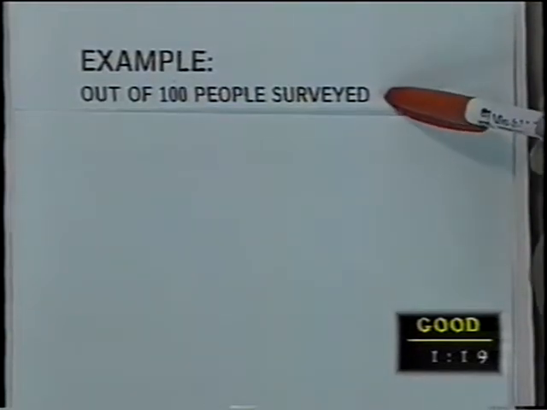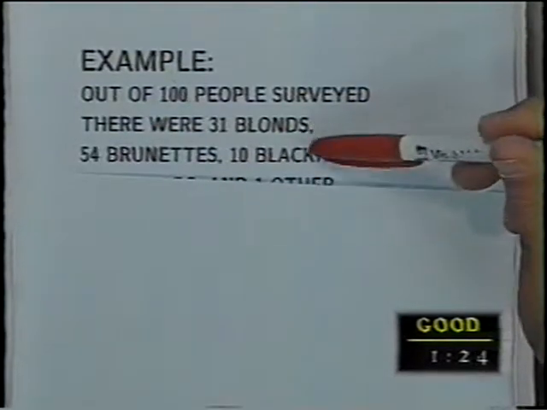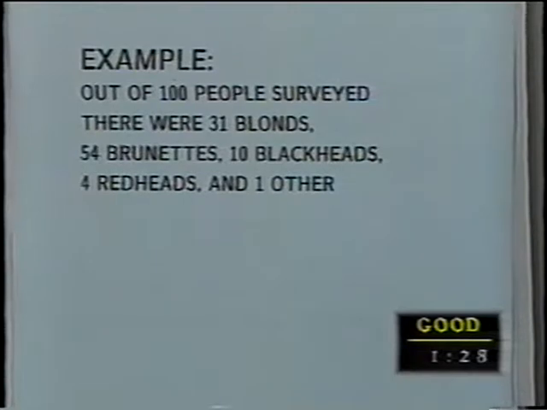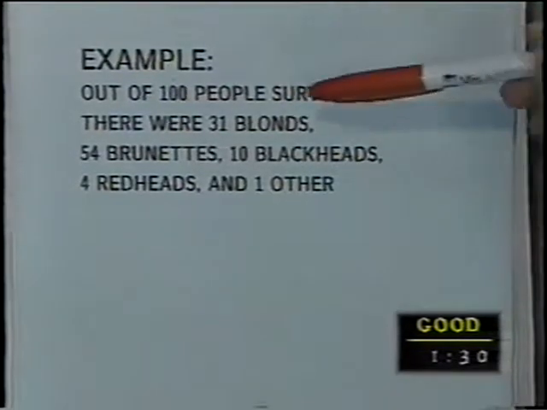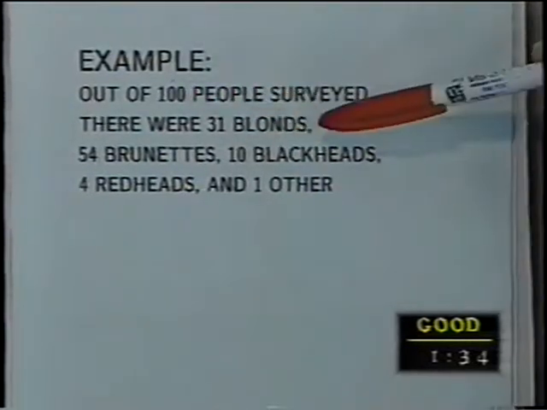Let's take an example. Out of 100 people surveyed, I go to the drill field and I check the first 100 people that pass by me, and I find that there are 31 blondes, 54 brunettes, 10 blackheads, 4 redheads, and 1 other. Well, someone says, all right, how many observations do you have? And clearly I have 100 people, so I have 100 observations.